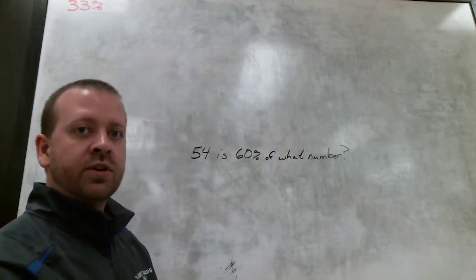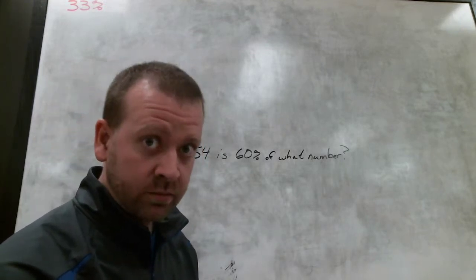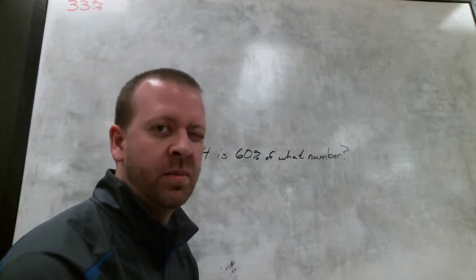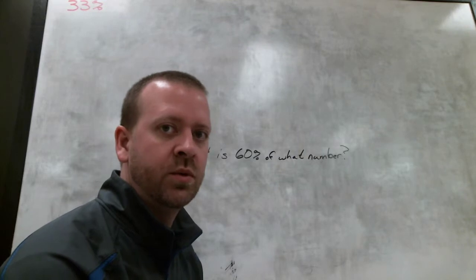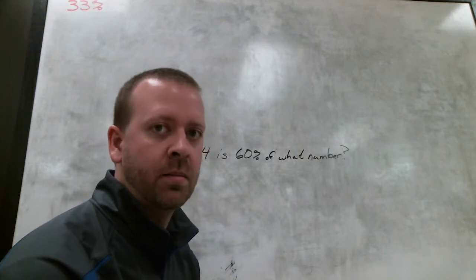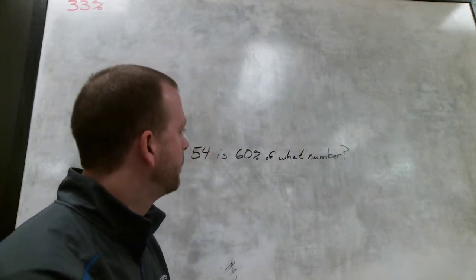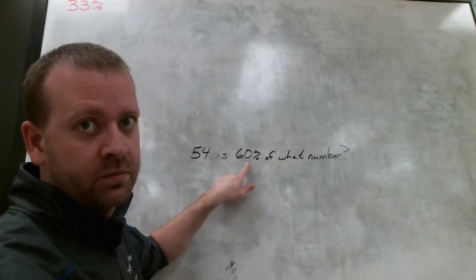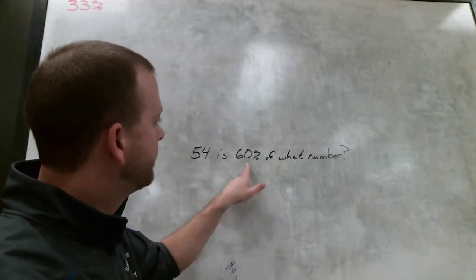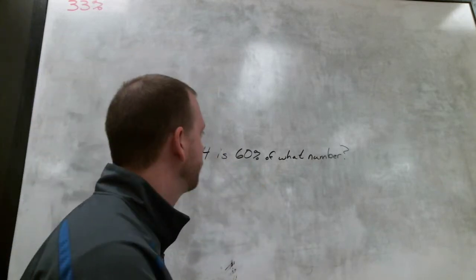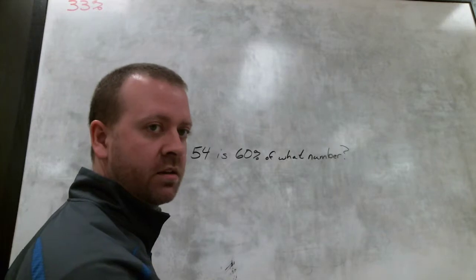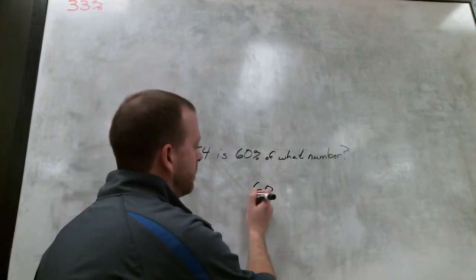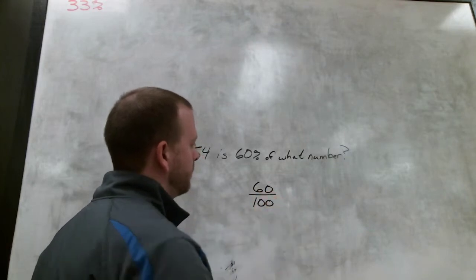So let me show you the first way, the algebraic way. That will help you out a little bit when we get to algebra, so you're familiar with it and algebra won't be so hard when we do it with variables closer to the end of the year. So we know that percentages are based off of 100. I'm going to take this percentage and make it into a fraction. Since it's 60% based on 100, I drop that percentage sign and put 60 over 100.